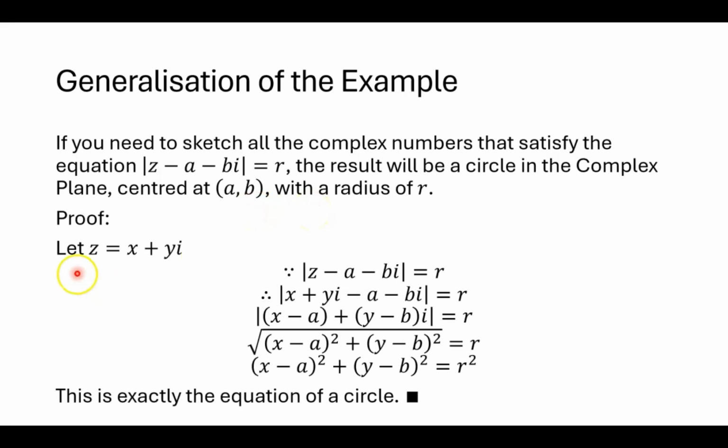Why is this true? Because if you let z equal x plus yi, a complex number in rectangular form, and you substitute z into the condition you are given, you have the magnitude or modulus of (x minus a) plus (y minus b)i. I just grouped all the real terms and the imaginary terms here. And you can square it now. Square both sides. You get (x minus a) squared plus (y minus b) squared equals r squared. You may recognize it. This is exactly the equation of a circle.